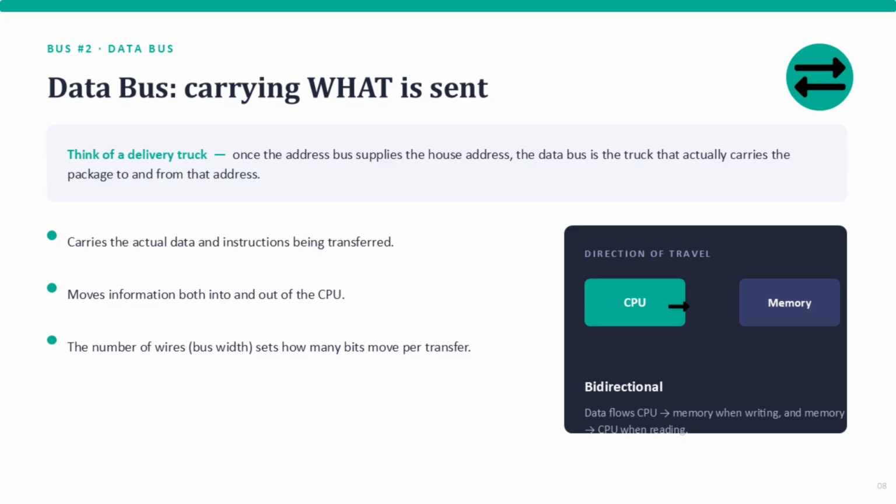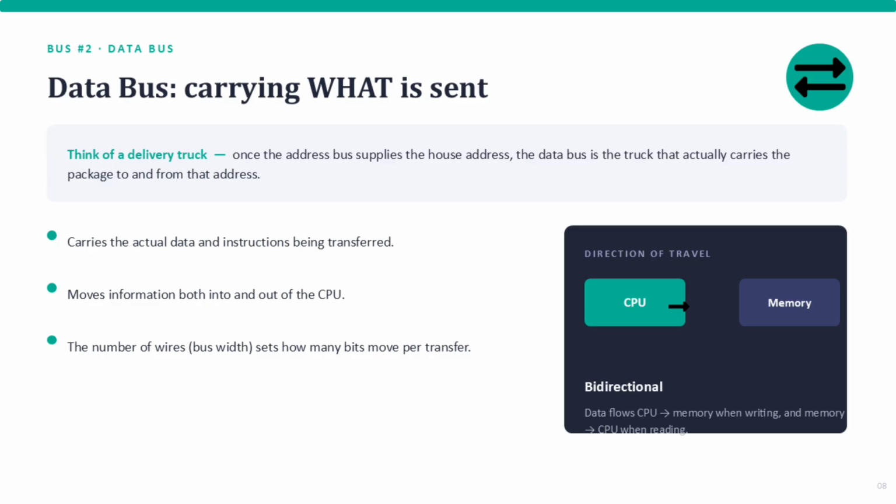This information could be a program instruction, a number that needs to be processed, a character you have typed, an image, a video, or any other form of digital data. Unlike the address bus, which only carries location information, the data bus carries the actual content that the CPU wants to read or write. Now, notice another major difference.